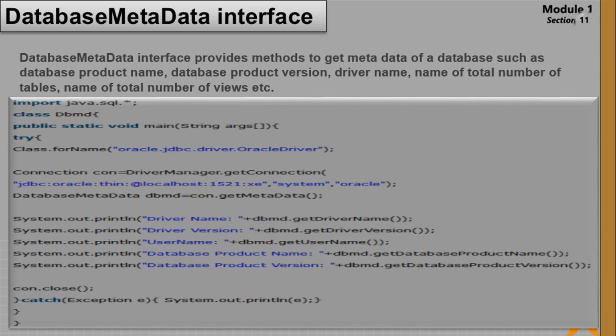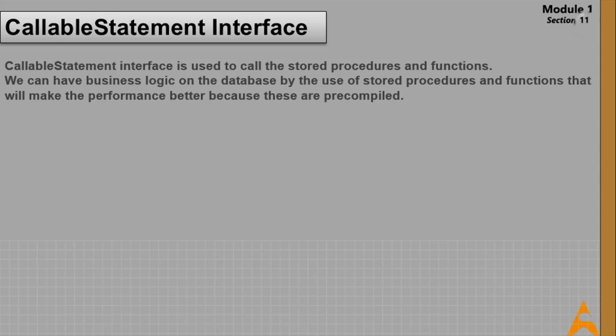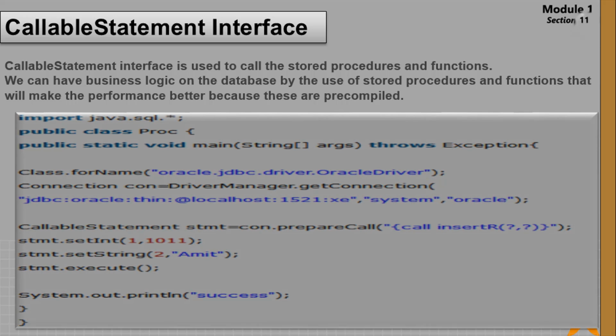Java CallableStatement interface. The CallableStatement interface is used to call the stored procedures and functions. We can have business logic on the database by the use of stored procedures and functions that will make the performance better because these are pre-compiled. See the example. Suppose you need to get the age of the employee based on the date of birth. You may create a function that receives date as the input and returns age of the employee as the output.